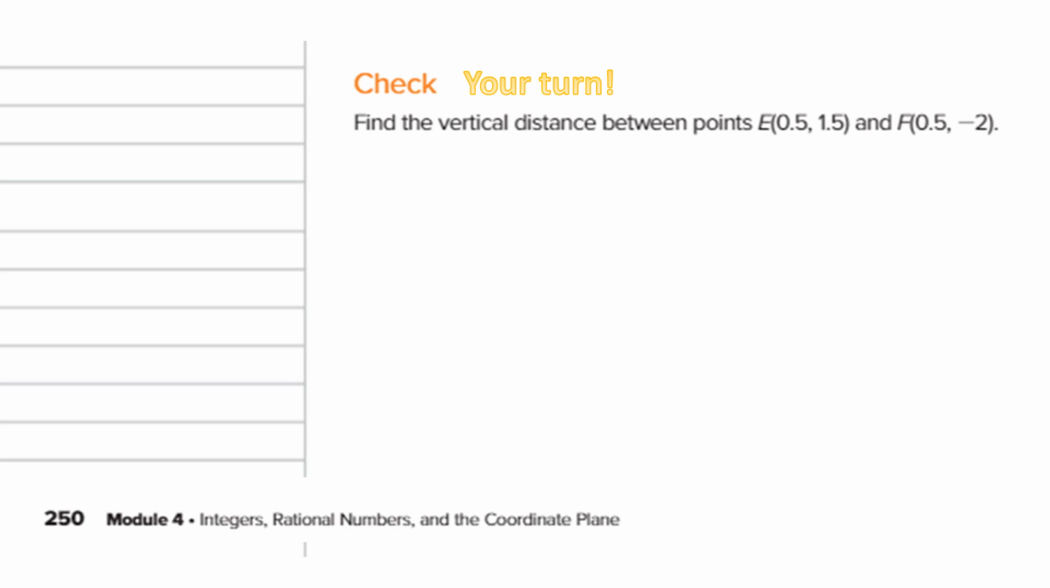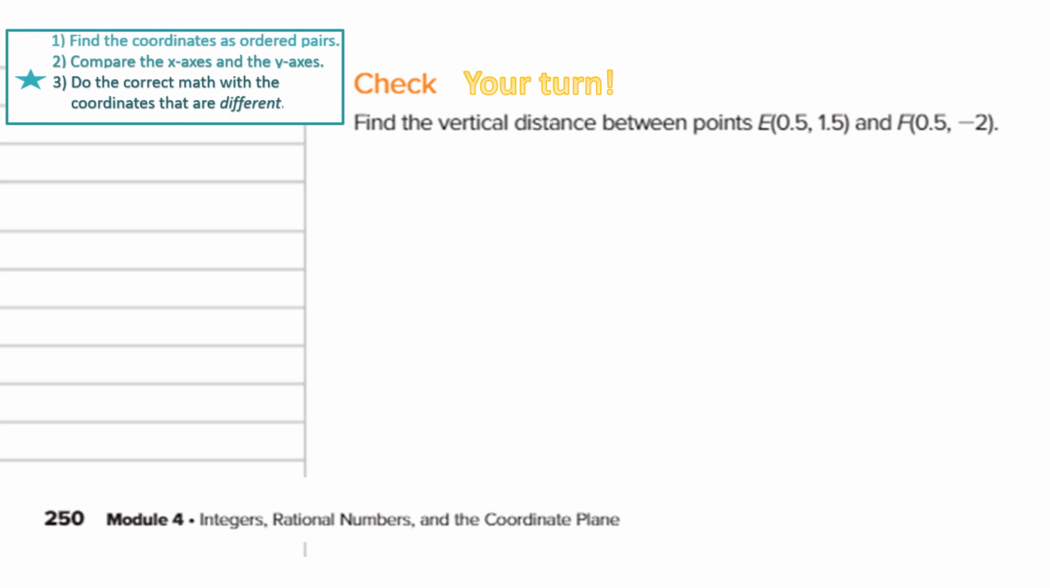So you have vertical distances. We're looking at our 3 steps. We already have our ordered pairs. I want to compare my X and my Y. I see that my X's are the same, so I simply keep it and ignore it. So I'm going to do my math with my Y's.